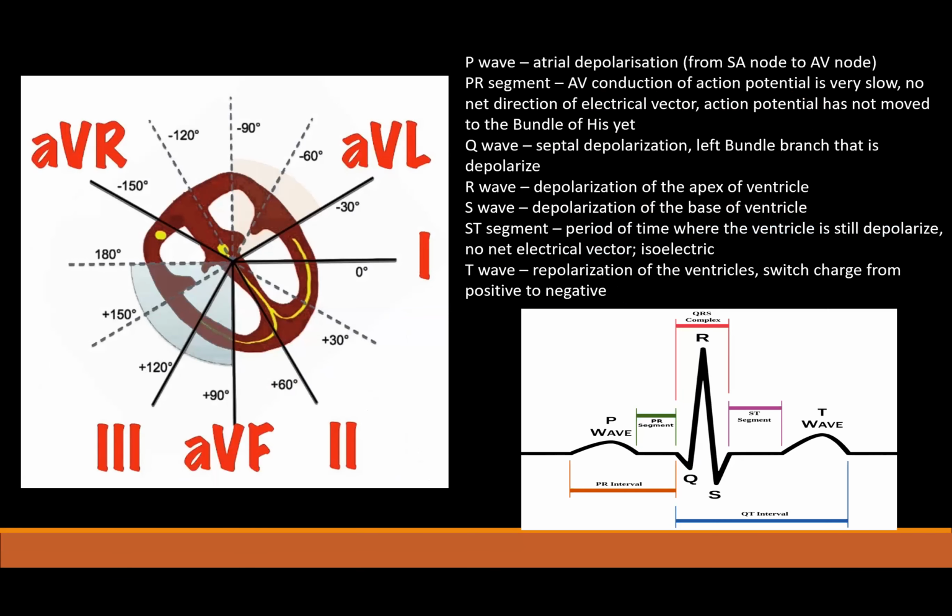Each segment and label of the ECG can represent many things. For example, the P wave represents atrial depolarization from the SA node to the AV node. The Q wave represents septal depolarization, the left bundle branch being depolarized. And there are many specific processes that each segment of the ECG represents. Next.